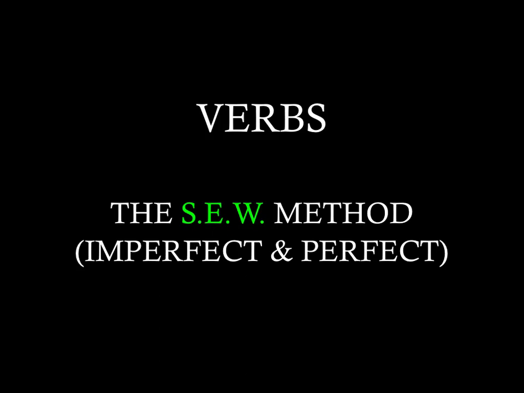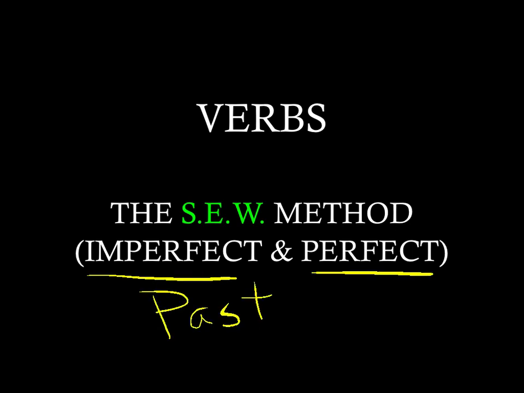In stage 6, we're learning two new tenses, the imperfect and the perfect tense. They are both past tenses insofar as they happen in time previous to now, but we're going to use the same SEW, S-E-W method to conjugate verbs in the imperfect and the perfect tense.